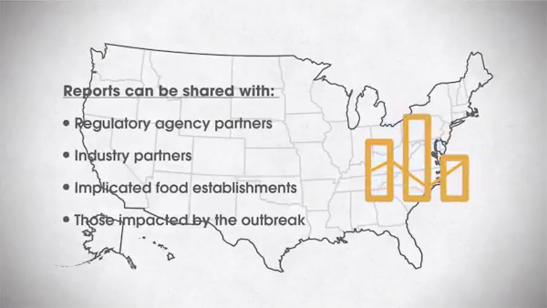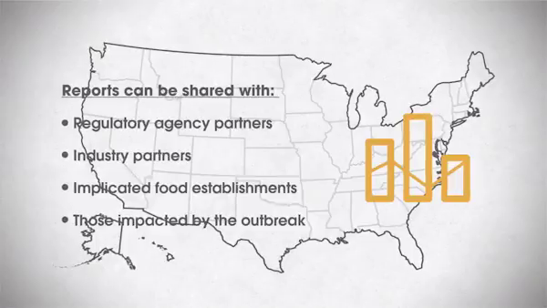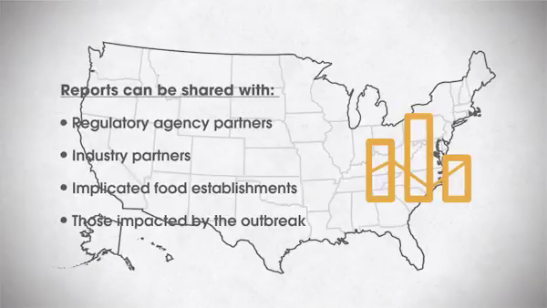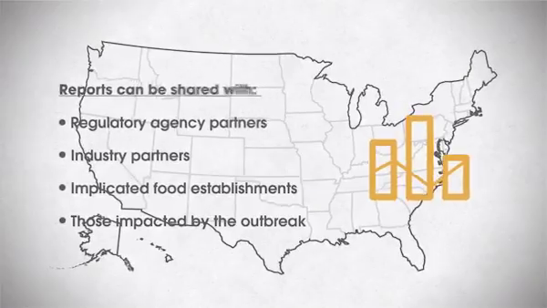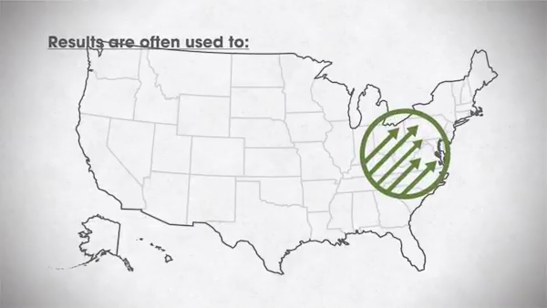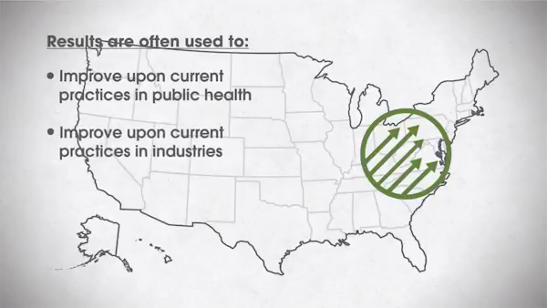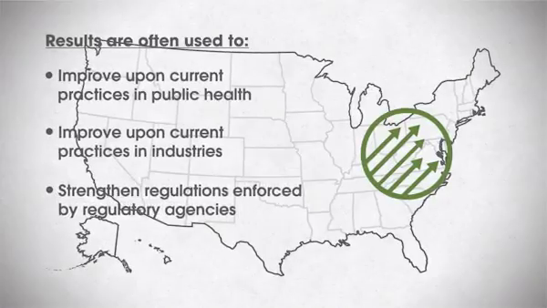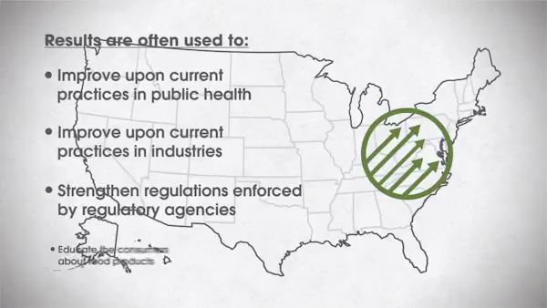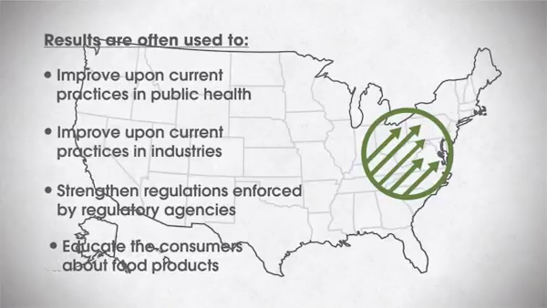Enteric foodborne disease outbreaks should be entered into the National Outbreak Reporting System. This system tracks enteric foodborne diseases and allows CDC to aggregate data and identify trends over time. Results from foodborne disease outbreak investigations are often used to improve upon current practices in public health and industry, strengthen regulations enforced by regulatory agencies, and educate the consumers about food products.